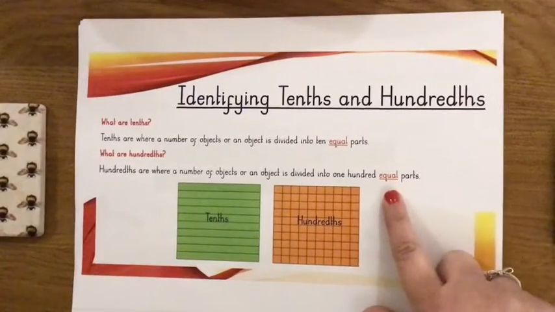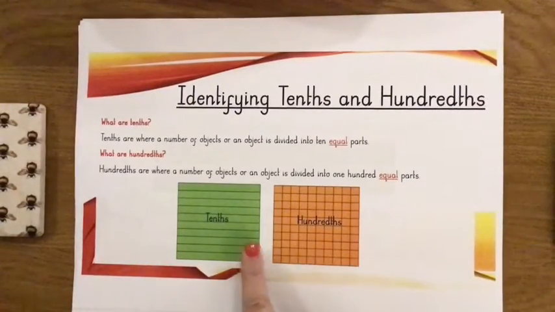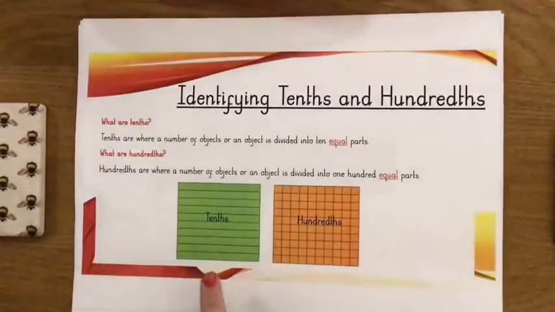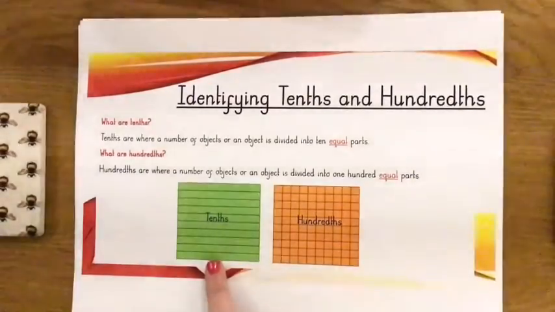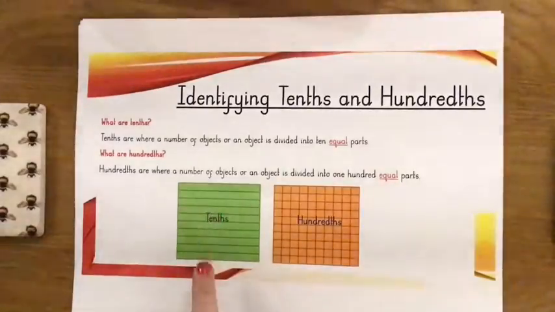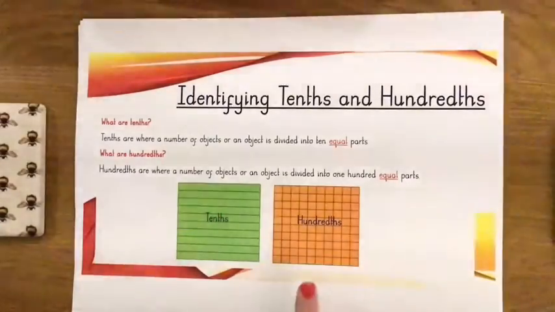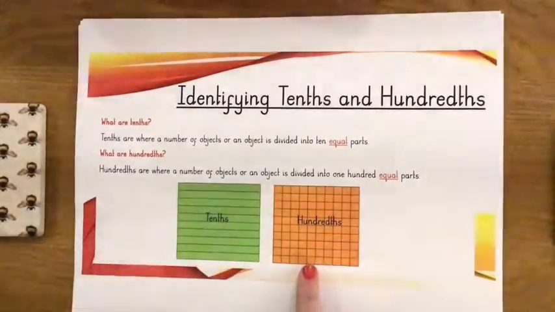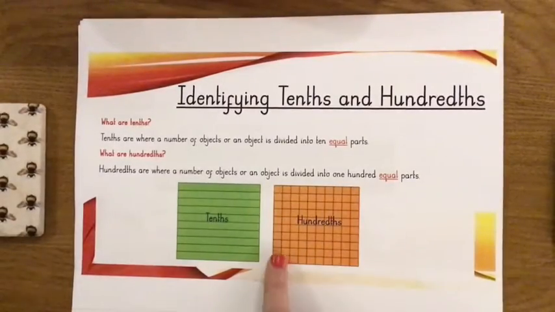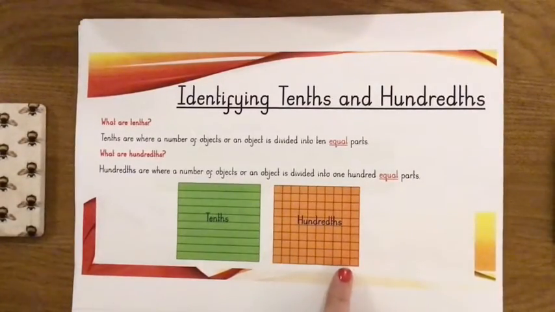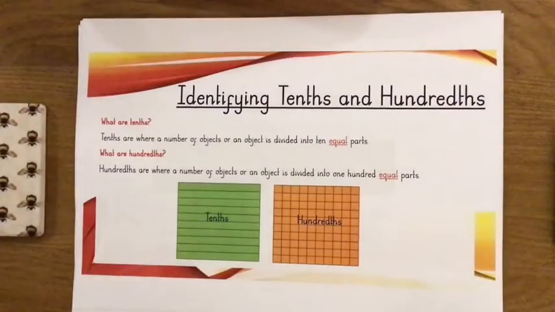equal parts. And as you can see here, I've got two representations of tenths and hundredths. So this square is split into 10, so each of these is worth 1/10. And here, this square is split into 100, so each of these smaller squares is going to be worth 1/100th.